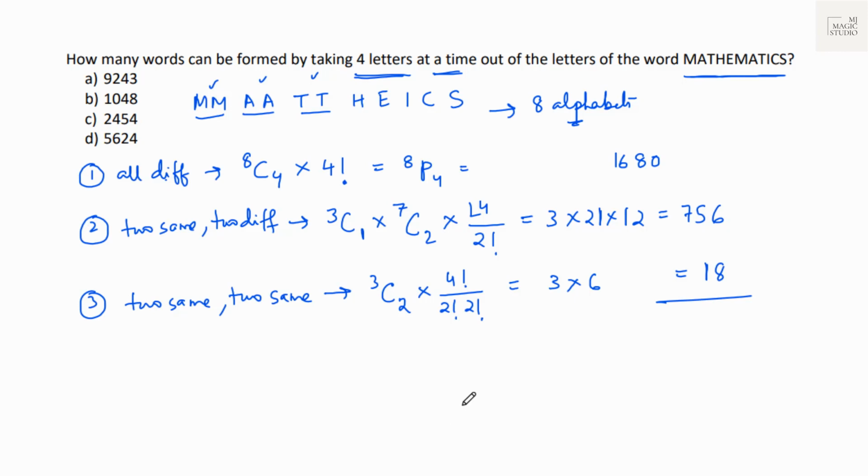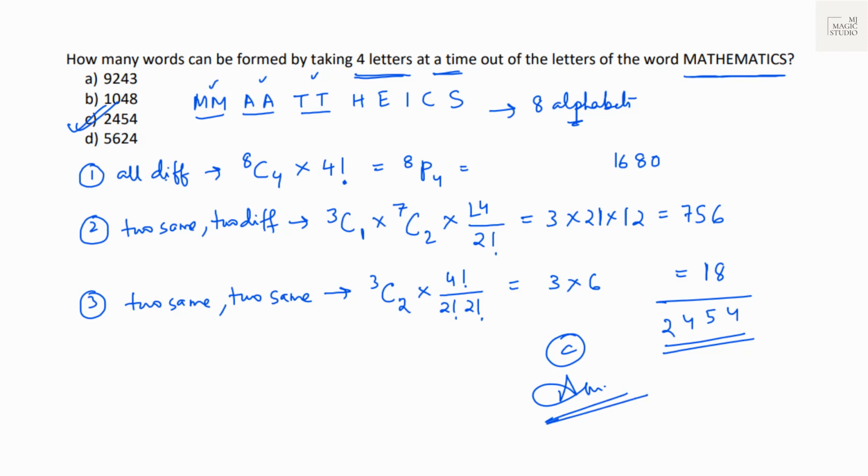No. Either all 4 are different, or 2 same and 2 different, or 2 same and 2 same. So the total is 1680 + 756 + 18 = 2454. How many words can be formed? 2454. Option C is the pick.